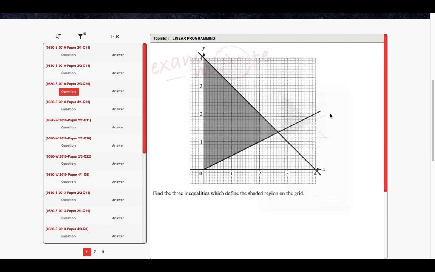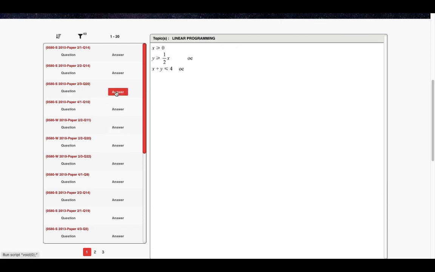If you want to know whether this is the required region, I put a point here. Y is greater than or equal to 0, greater than or equal to half x. Y is greater than or equal to half x. That would be the second one. Y is greater than or equal to half x.